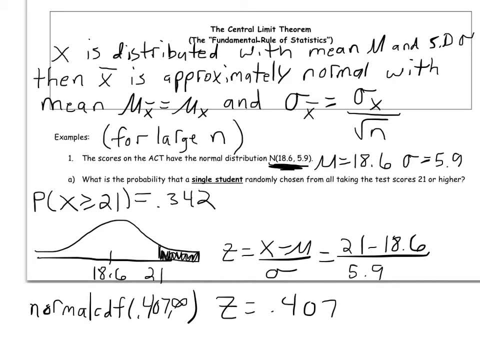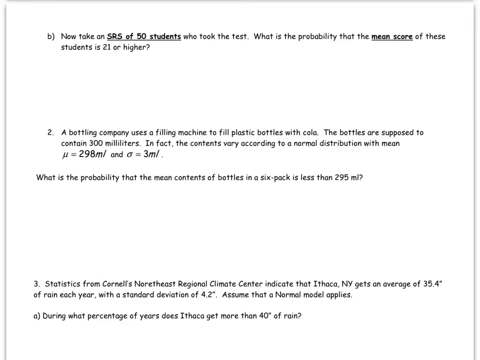So there's about a 34% chance that if you randomly chose a student that took the ACT, that student scored a 21 or higher on a particular section. Great, so that's reviewing what we've done before, looking at a distribution that's normal, and where we're talking about randomly selecting just a single person.